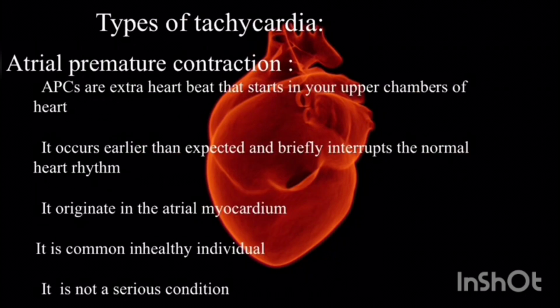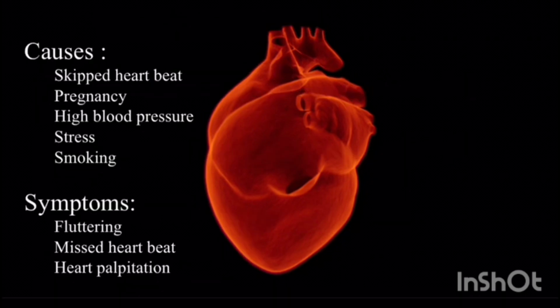Types of tachycardia. Atrial premature contraction. APCs are extra heartbeats that start in your upper chamber of the heart. It occurs earlier than expected and briefly interrupts the normal heart rhythm. It originates in the atrial myocardium. It is common in healthy individuals. It is not a serious condition. Causes: skipped heartbeat, pregnancy, high blood pressure, stress, smoking. Symptoms: fluttering, missed heartbeat and heart palpitations.